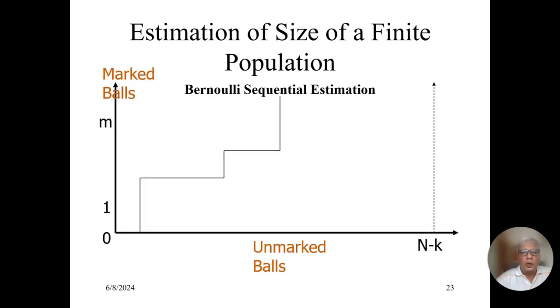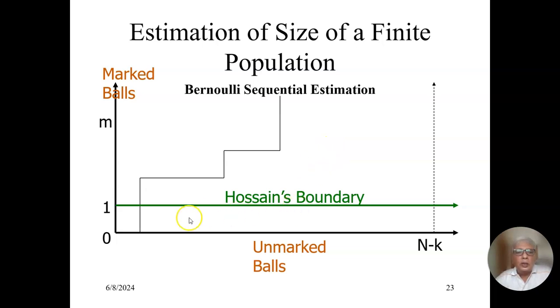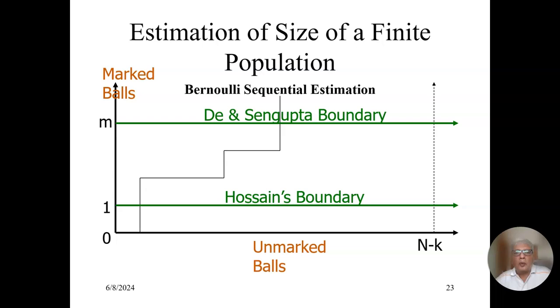See, if we draw the diagram a little clearly, we have unmarked balls on the x-axis and the marked balls on the y-axis. So the sample path looks like this. And Hossein's boundary says stop sampling when m equal to 1, when you get the first marked ball. Me and my professor Somendranath Sengupta enhanced the boundary from 1 to m. We stop when we get m marked balls. And we did the study, compared its efficiencies with other estimators, etc.